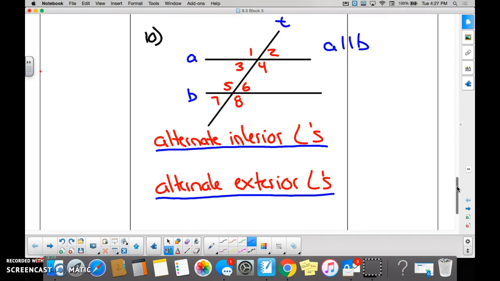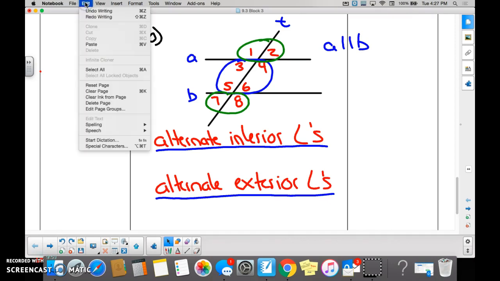And we have interior angles. Interior angles would be angles that are on the inside of the parallel lines. So my interior angles would be these angles right here. They're on the inside of the parallel lines. My exterior angles would be angles on the outside of the parallel lines. So 1, 2, 7, 8 are my exteriors. 3, 4, 5, 6 are my interior angles.